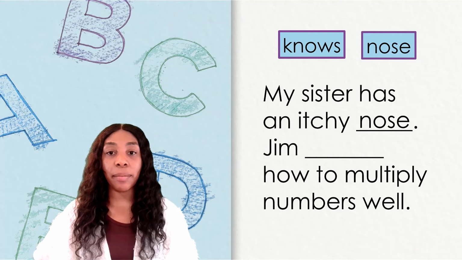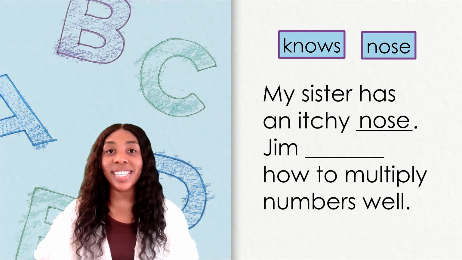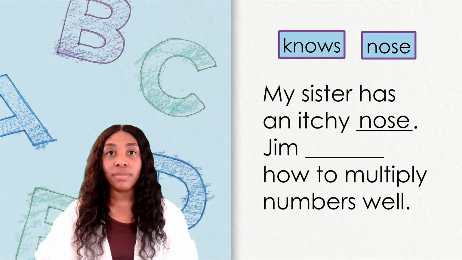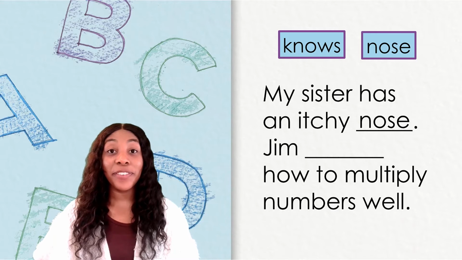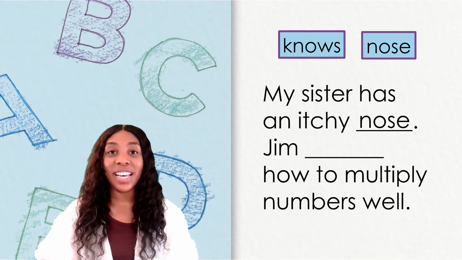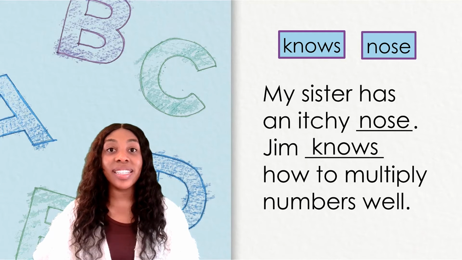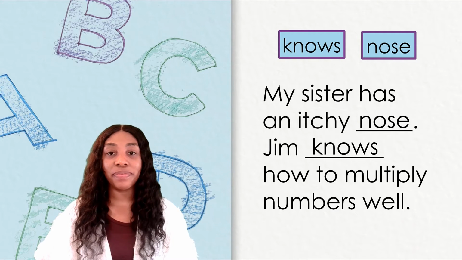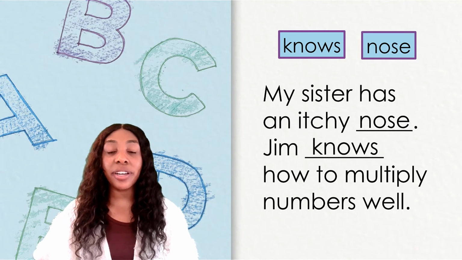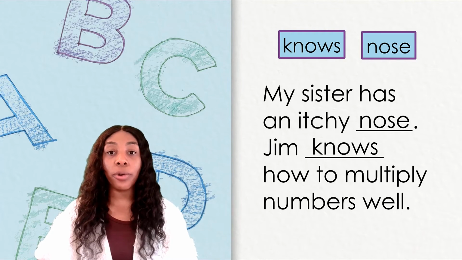Let's take a look at the second blank. This next blank talks about the fact that Jim understands or can multiply. Which nose fits best in the second blank? If you said K-N-O-W-S, you were correct. Let's read the sentence again together and practice our fluency. Here we go. My sister has an itchy nose. Jim knows how to multiply numbers well. Great work working on these homophones.